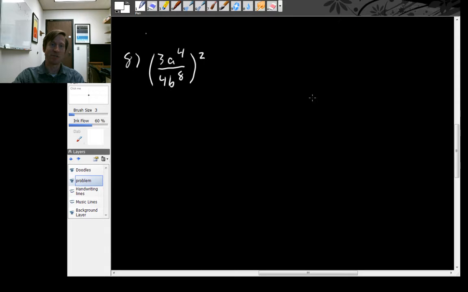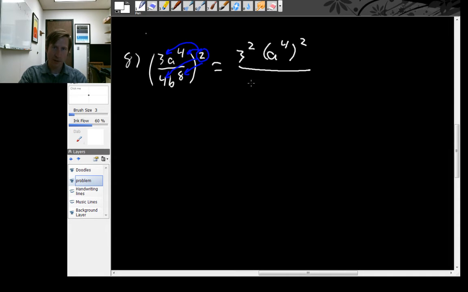And let's have a look at number 8. So number 8, same general idea as the last one. Use the laws of exponents to simplify this expression, but we're going to be using different laws. So here we have a power of a quotient. With the power of a quotient, the power again jumps onto each factor like this. Okay, so we get 3 squared times a to the 4th squared over 4 squared times b to the 8th squared.